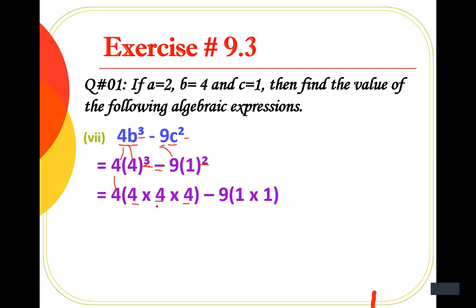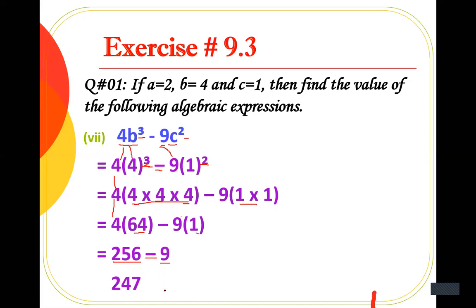So 4 multiplied by 4 is 16 and 16 multiplied by 4 is 64. So your coefficient will remain the same, and after multiplication of this you will get 64, and then your coefficient 9 is the same, and 1 multiplied by 1 will become 1, and again you will place the brackets here. Now simply there is no exponent. Now you can multiply this 64 by your coefficient. So 4 multiplied by 64 will become 256, and 9 multiplied by 1 is 9, and your sign of subtraction here. Okay, now 256 minus 9 will become 247. Okay, so 247 is the value of this expression.